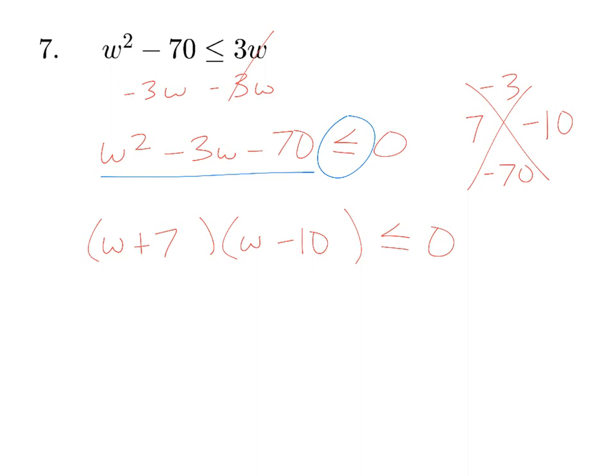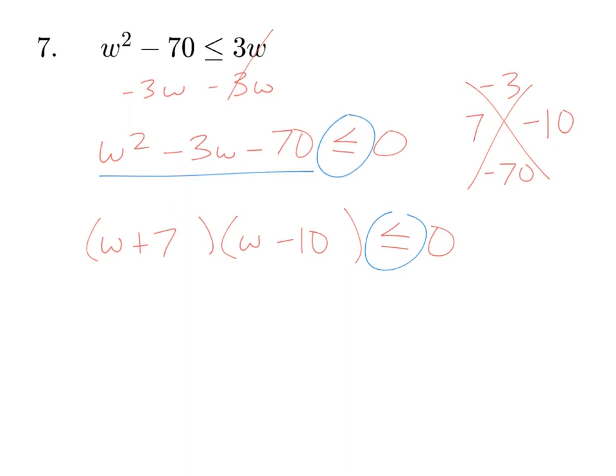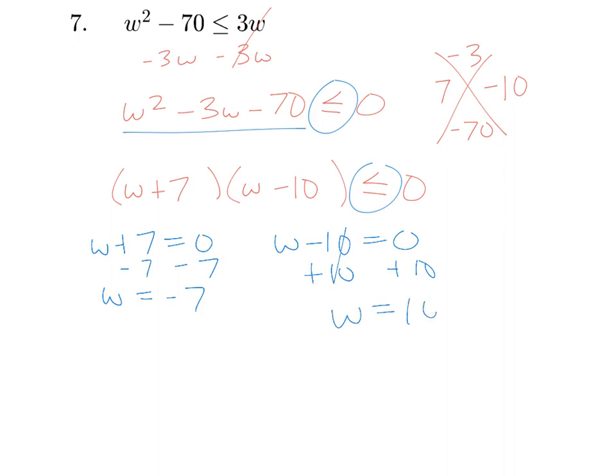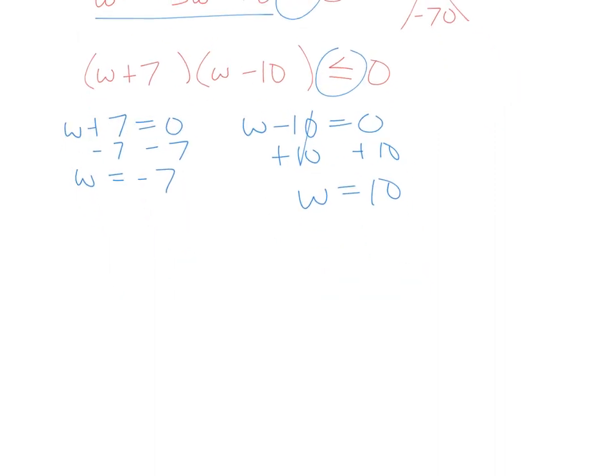All right, so essentially you want to once again approach this as a normal equation. Just imagine that's equal to 0. So you want to find your zeros for the equation. So w plus 7 is equal to 0 and w minus 10 is equal to 0. So w is equal to -7, then w is equal to 10. All right, draw a horizontal line. Here you have your x values, or in this case it's w. Same deal though.